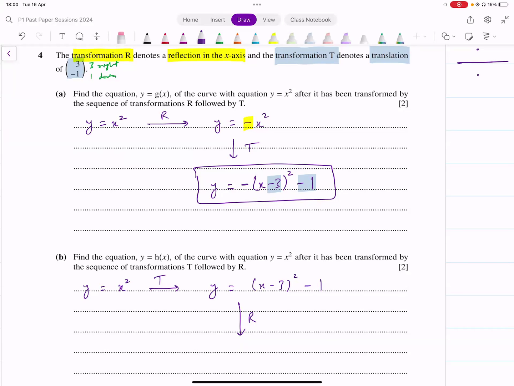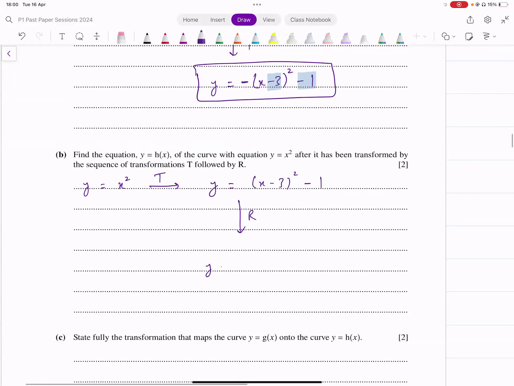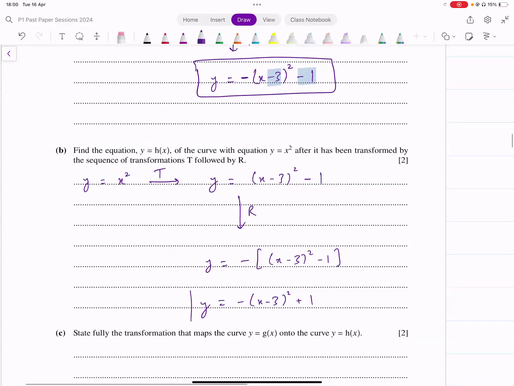So now the whole function gets multiplied by negative. What do we get from that? Y equals minus into x minus 3 whole squared minus 1. And if you wanted to simplify this, it would become minus into x minus 3 whole squared plus 1. This is the transformed function that you get.